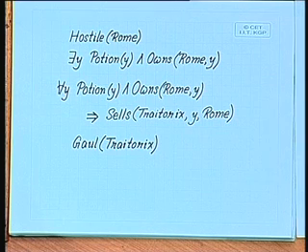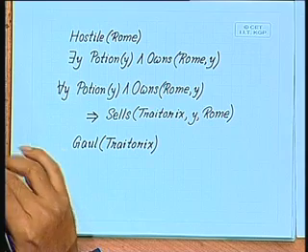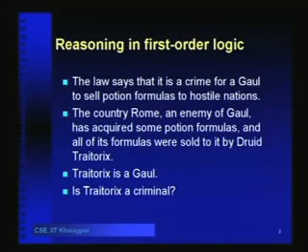So the second rule is to show that Rome has some Poisson. Yes, the second one is to show that at least one Poisson is there, because we are also told that the country Rome, an enemy of Gaul, has acquired some Poisson formulas, right. So, that set of Poisson formulas acquired by Rome is non-empty, right. And further, all these formulas were sold to it by Traitorix, right.